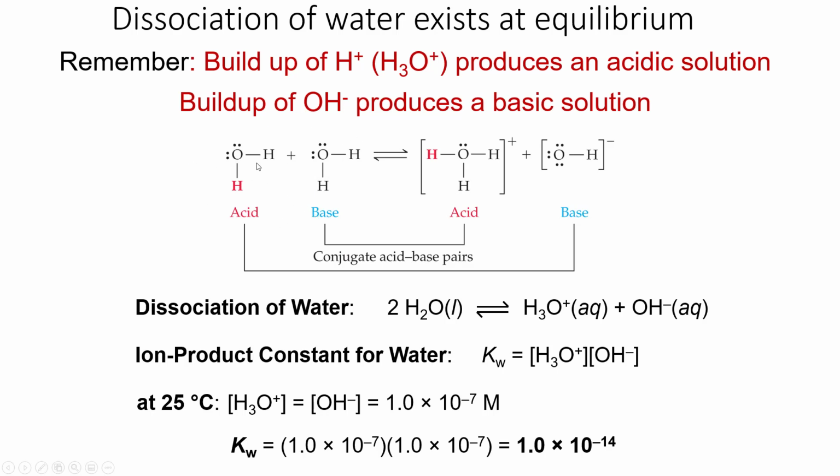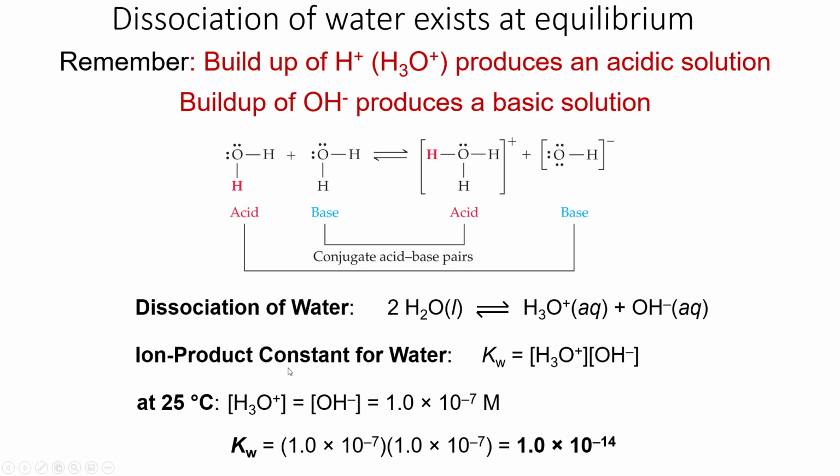Okay, so you have two waters here reacting together. One is an acid, one is a base. And that water can dissociate to form H3O plus and OH minus. So we have the chemical equation written down here. And so the equilibrium associated, remember, these are two liquid waters here, so those aren't going to show up in your equilibrium equation, but these two here would be aqueous, the H3O plus and the OH minus.